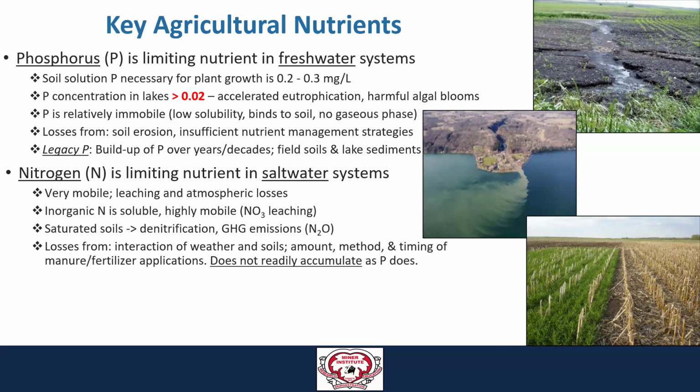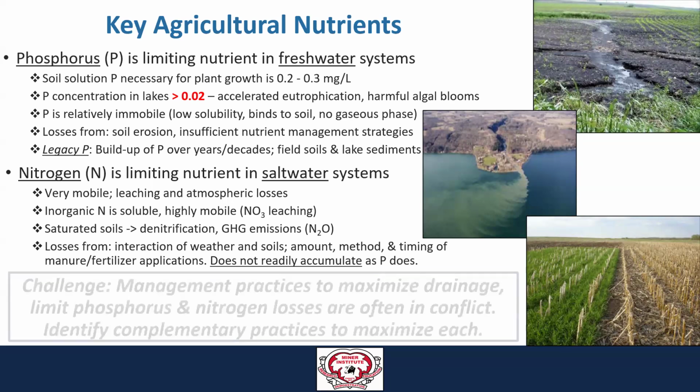When we have saturated soils, generally we're going to see more denitrification, resulting in nitrous oxide emissions. When we have better drained soils, that's when we tend to see more leaching, because there's more opportunity for mineralization and transport. Because it doesn't readily accumulate as phosphorus does, we tend to see a bit different dynamics in our losses, and a lot more opportunity for loss as well, depending on how we're managing that manure and how the weather is interacting with that.